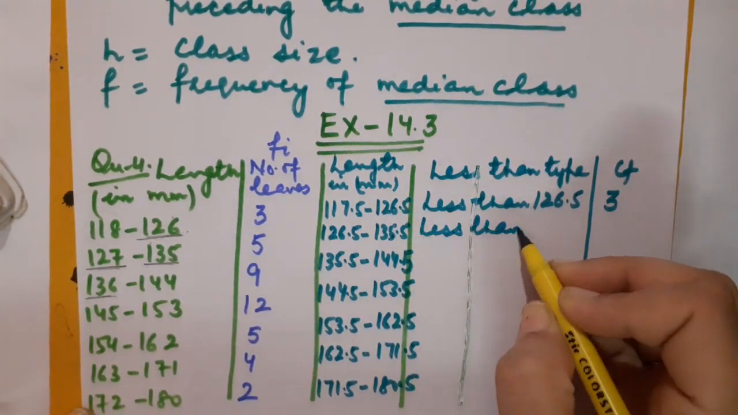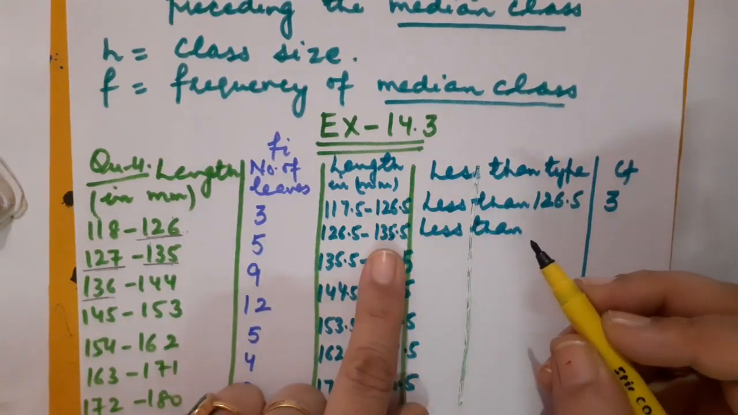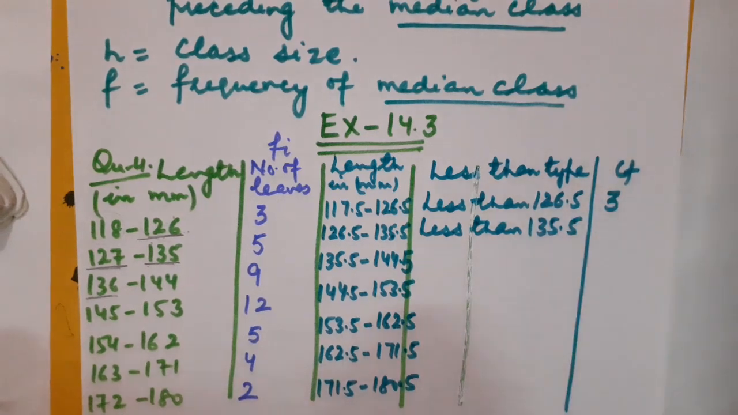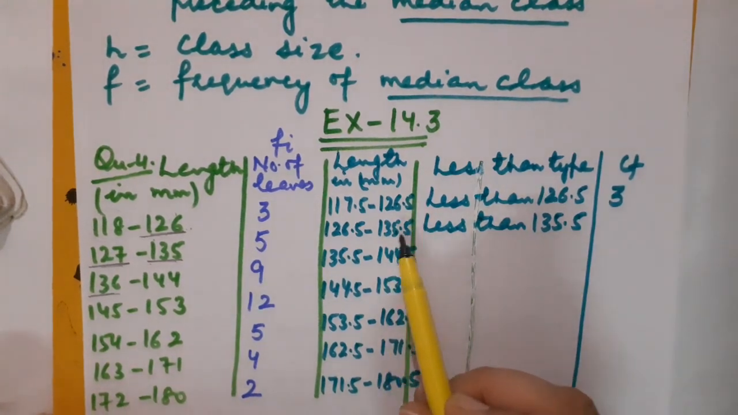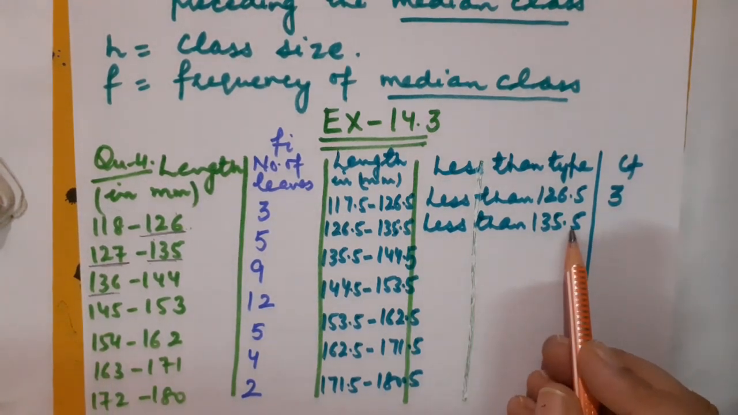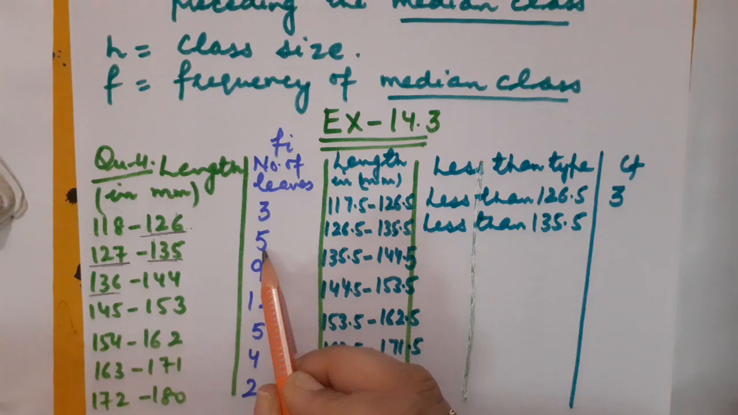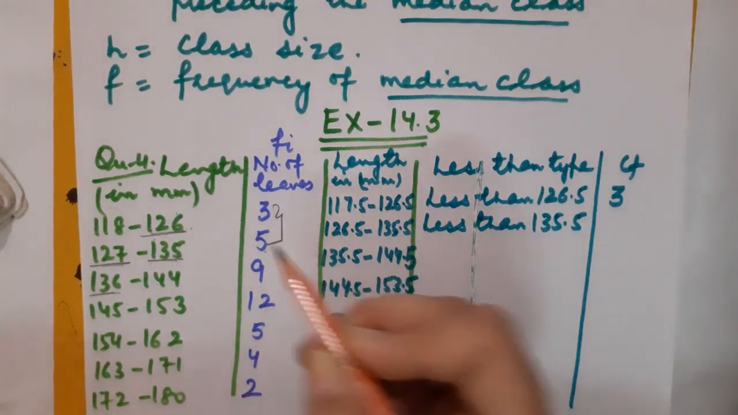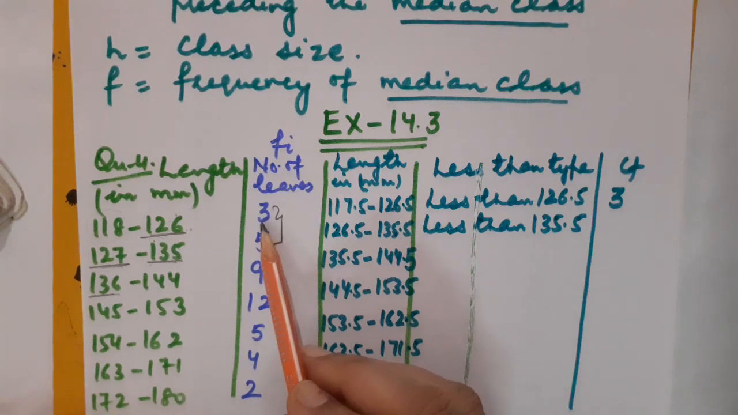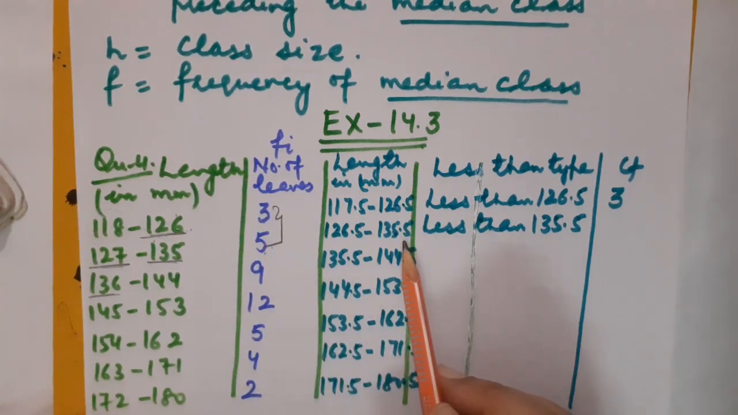Now let us switch to the next interval. Less than is there, then you have to take the upper limit. So less than 135.5. Now tell me, you have to just tell me the number of leaves whose length is less than 135.5. So children, you are not supposed to take only this 5. You have to take the summation of 3 and 5. Why? Because the length of 3 leaves is also less than 135.5 millimeters.